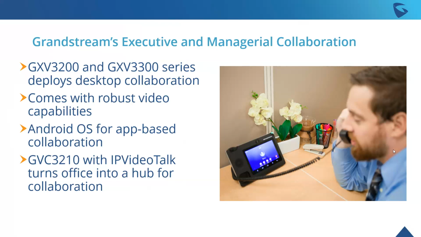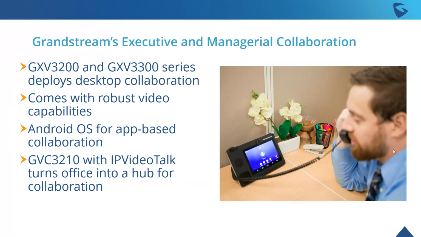This helps managers and executives who are more or less glued to their desktops to get more done, meet with more people, and work face-to-face with others. Of course, the GVC 3210 with IPVideo turns that executive or managerial office into a hub for collaboration. We've seen this actually deployed in a few areas, which is pretty cool. It's essentially deployed across from the desktop. That way a manager or an executive can really easily have these large meetings with several of their employees within an organization. Just a click of the button.